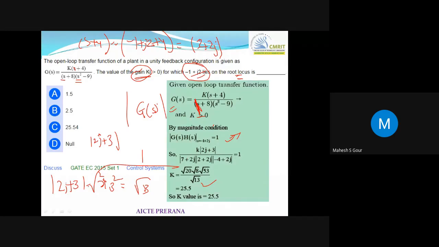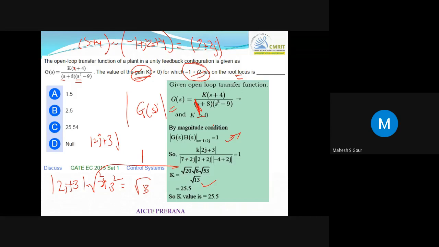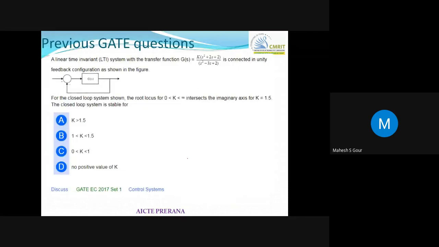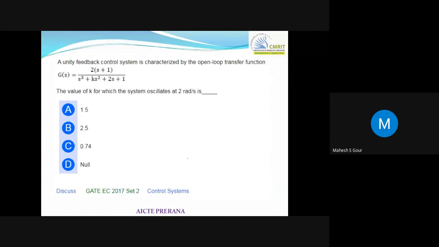So is it done? Any doubts in the GATE problem? I hope the first problem is thorough. Yes, sir. Okay, so first problem is clear. Second problem, any doubts here?